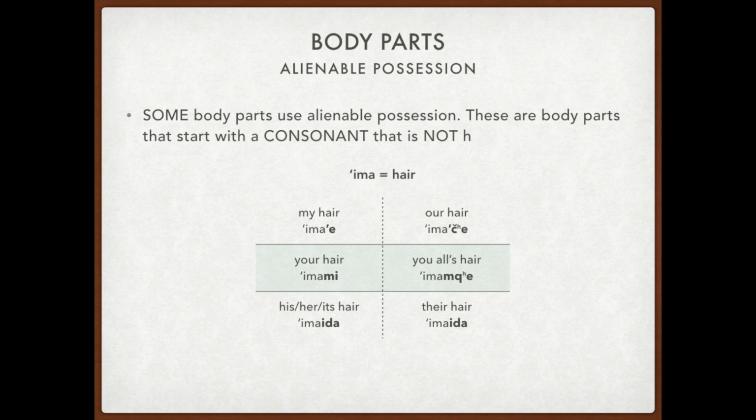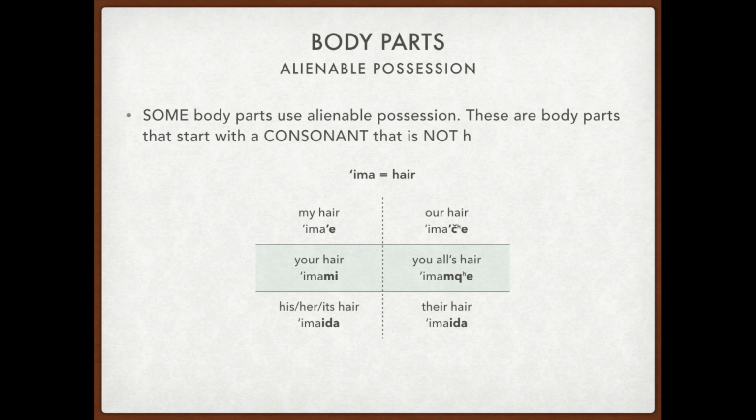Let's look at a kind of body part that is alienable. Some, very few, use alienable possession. Most body parts use a different kind. But let's just go over the very few. If you have a body part that starts with a consonant that is not H, then you use alienable possession. So let's look at hair. Ima. It starts with the apostrophe consonant. So that is when you would use alienable possession.